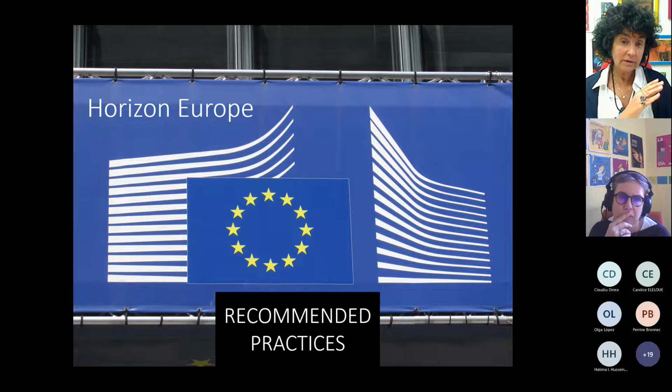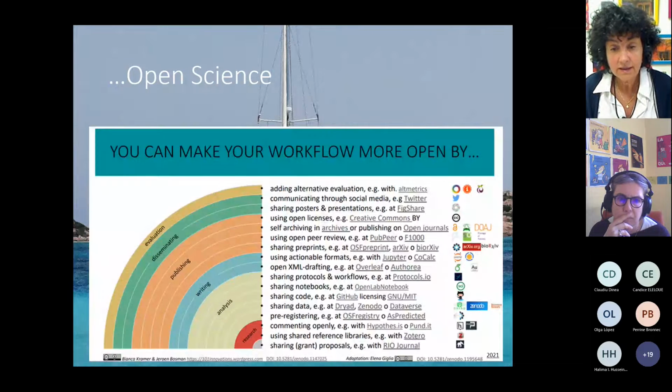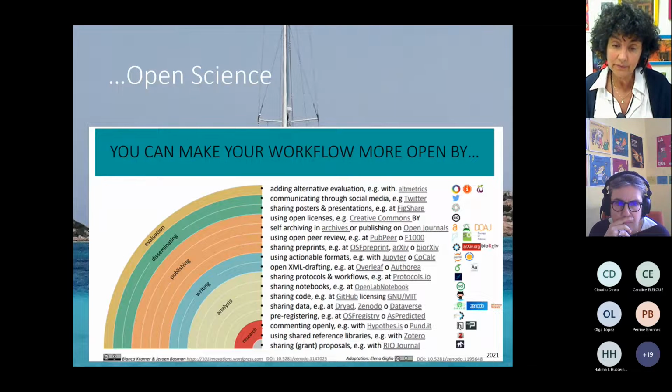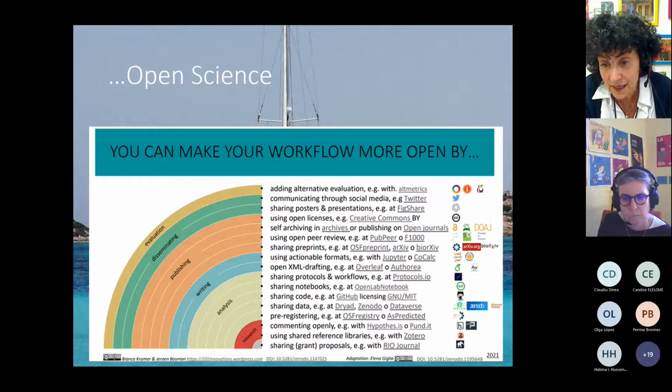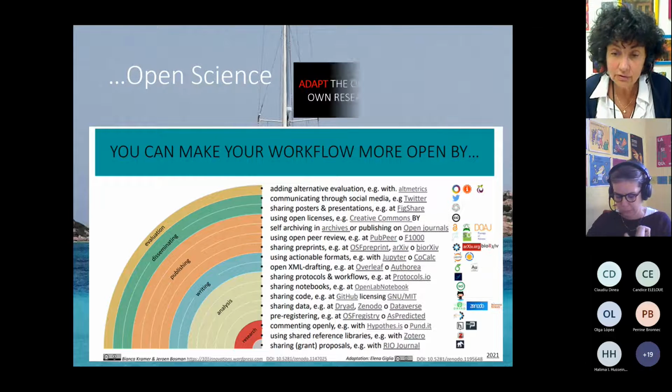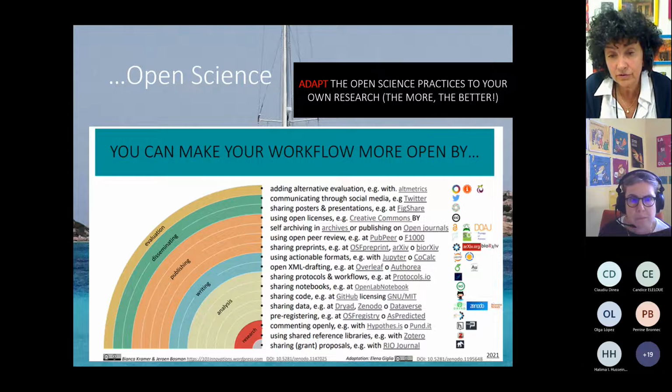These were the mandatory practices for publication, data, and reproducibility practices. Now we are going to see the recommended practices. Basically, it's the open science rainbow, okay? So for every step of your research, you have one or more tools in order to open up this specific step. Again, you need to adapt the open science practices to your own research, okay?